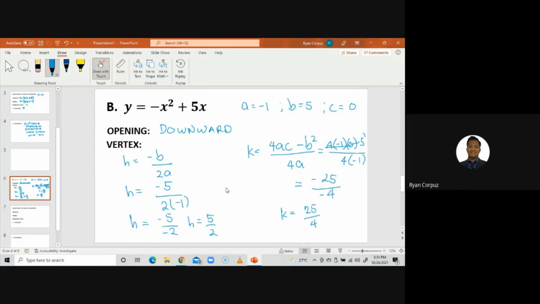So, may tanong so far? Nakasunod? Then, the value of the vertex now is written in an ordered pair form: 5 over 2, 25 over 4. So, remember the value of H and K. So, ito yung H, ito yung K. So, those will help us in order for us to find the properties that we need to find out of the graph of the quadratic function.